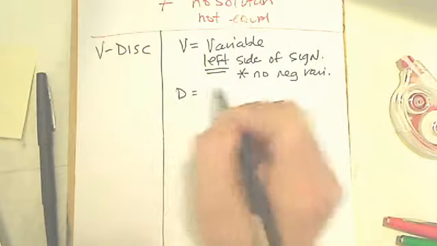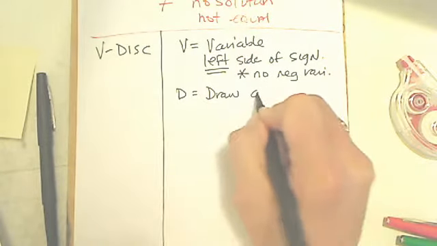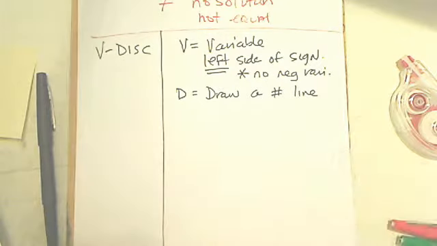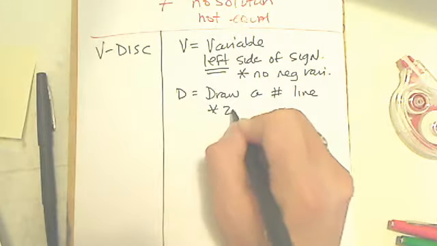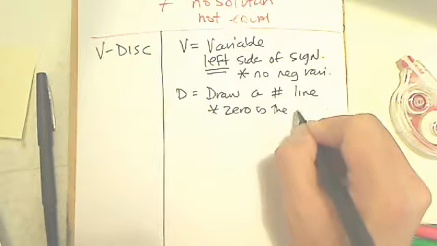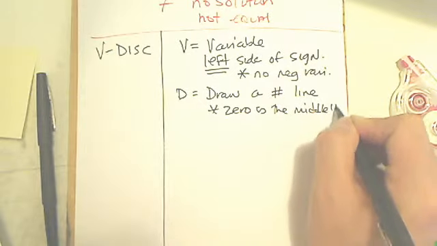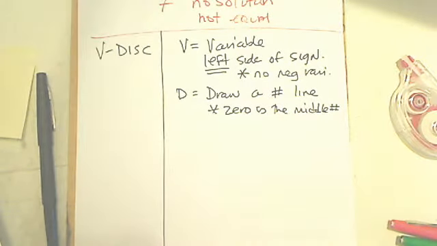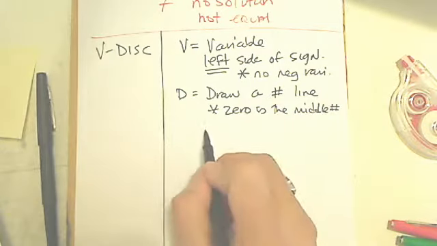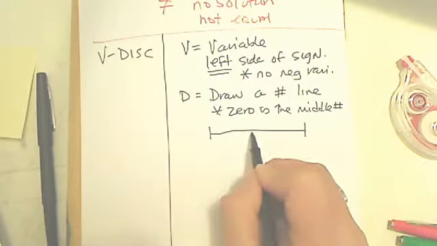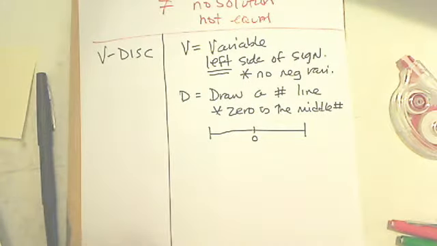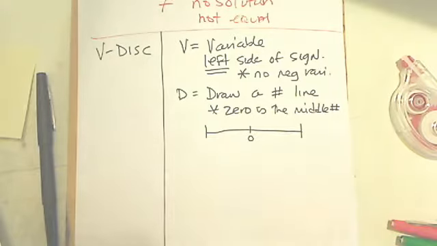D. Draw a number line. 0 is the middle number. What does that mean? Very simple. This is how you draw a line. 0 is in the middle. V for variable, left side. D, draw a number line.